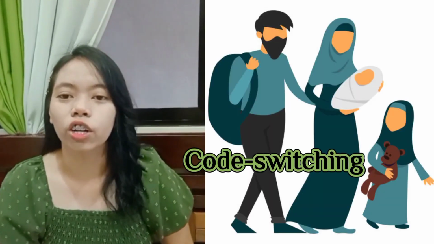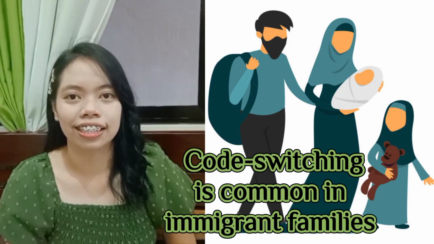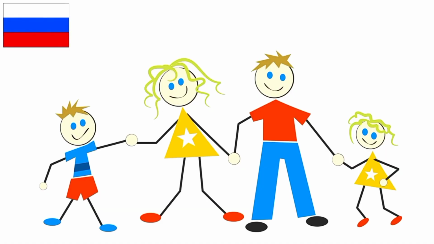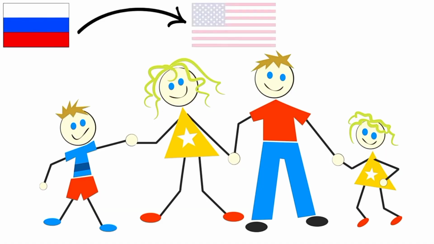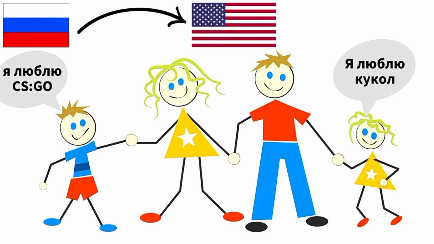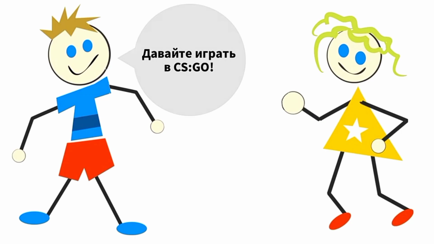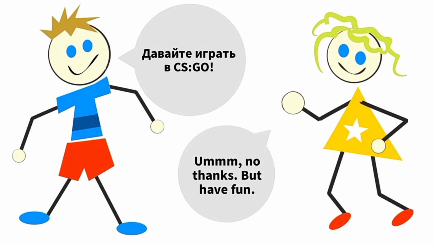One situation in which code switching is common is within immigrant families. For example, let's imagine a Russian family moved from Russia to the United States, and the children grow up speaking Russian as their native language, but they learn English outside the home. When the children and the family speak to their siblings, they might code switch between Russian and English.